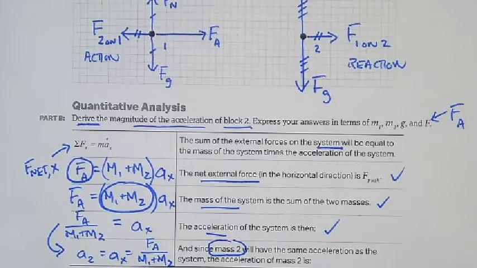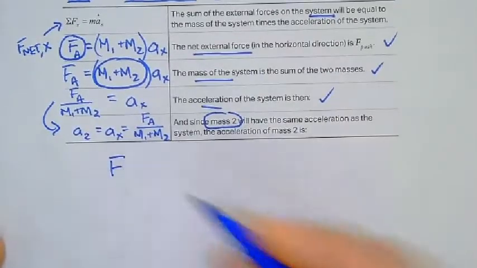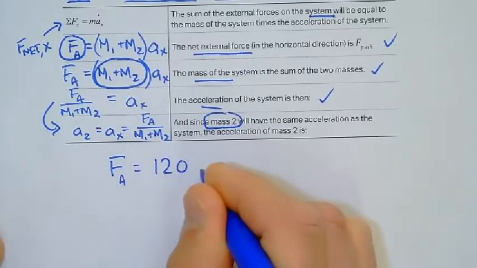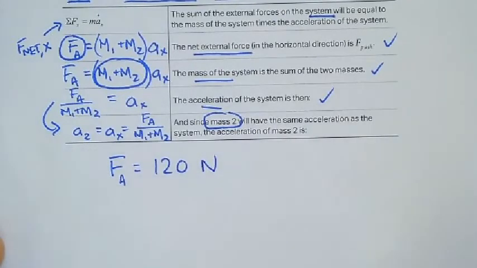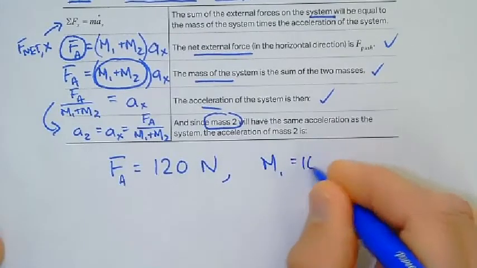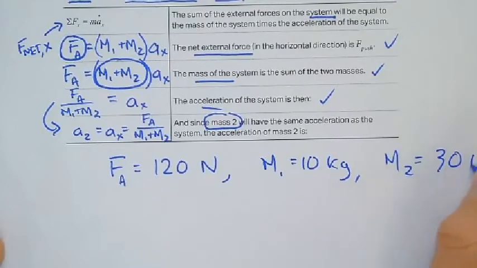Okay? Now, we'll do one more thing that might help you. I'm going to put some numbers on this. Students always like that, and it's a good thing. So let's pretend that the person applies a force of 120 newtons. Let's pretend that the mass of object 1 is equal to 10 kgs. Let's pretend that the mass of object 2 is equal to 30 kgs.